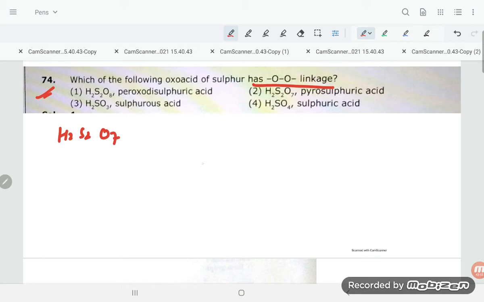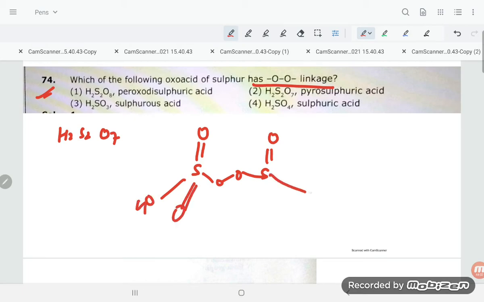So there are 2 sulfur atoms. Firstly O, this is O here, and here you can put O. Here will be OH, here is the OH, and this again is OH. So here itself is the peroxide, peroxide sulfuric acid, option 1 is already there.